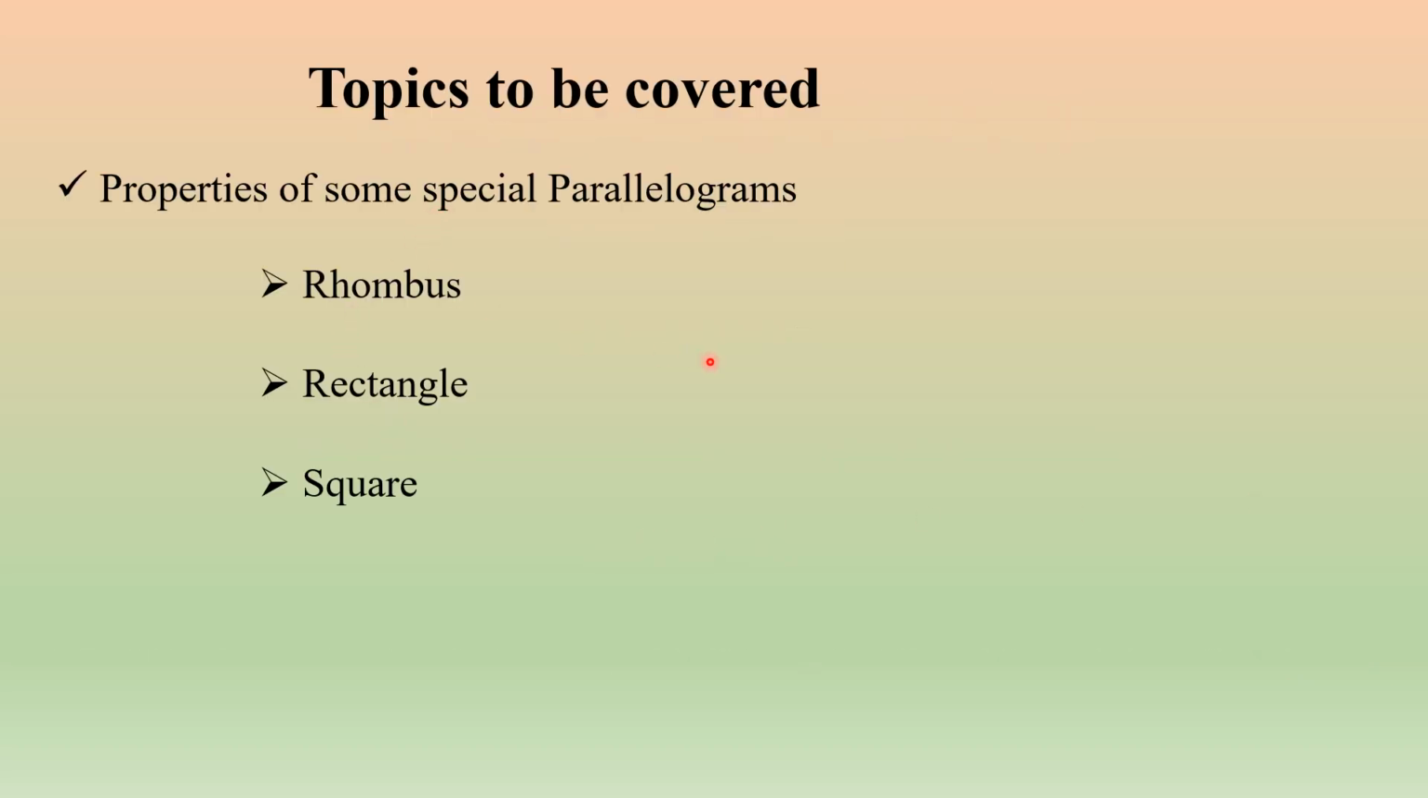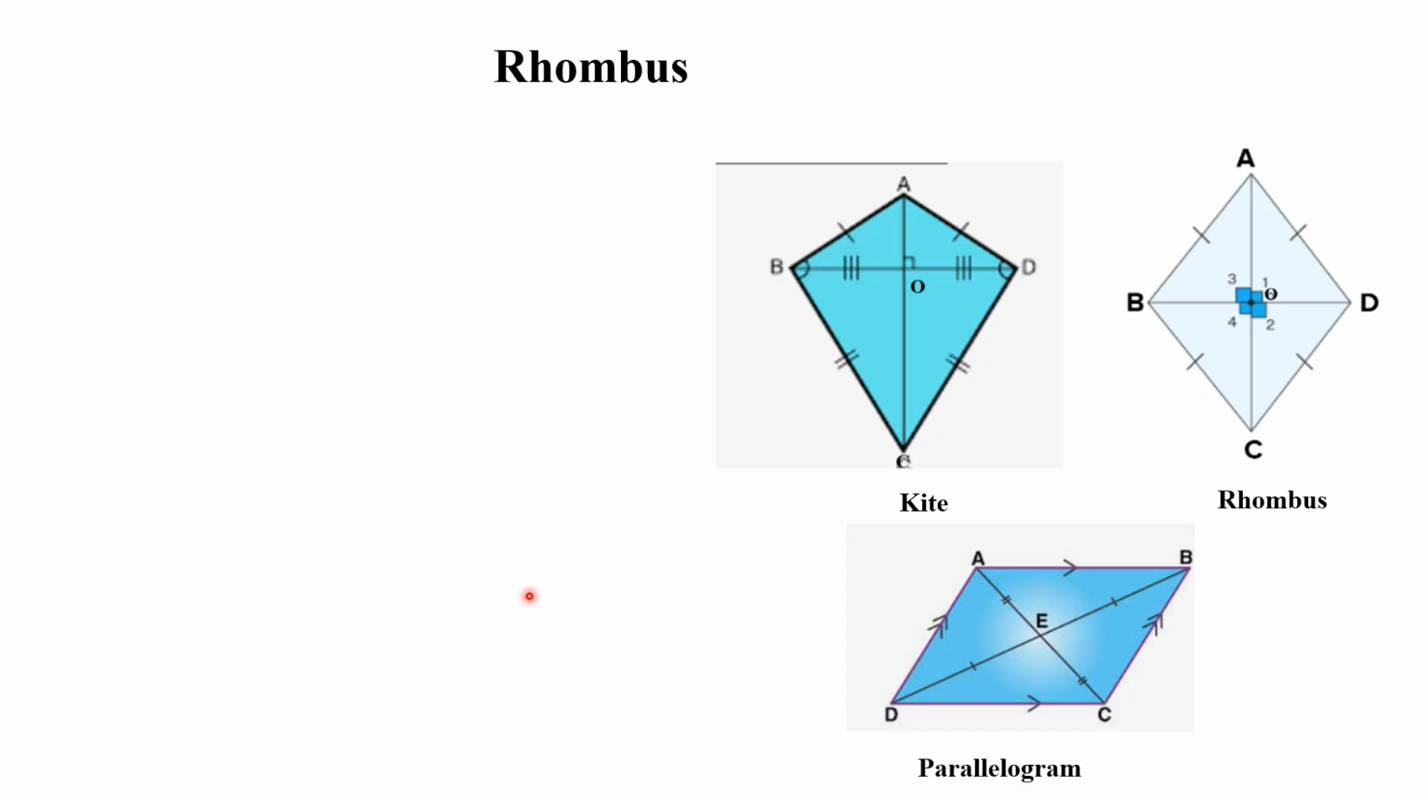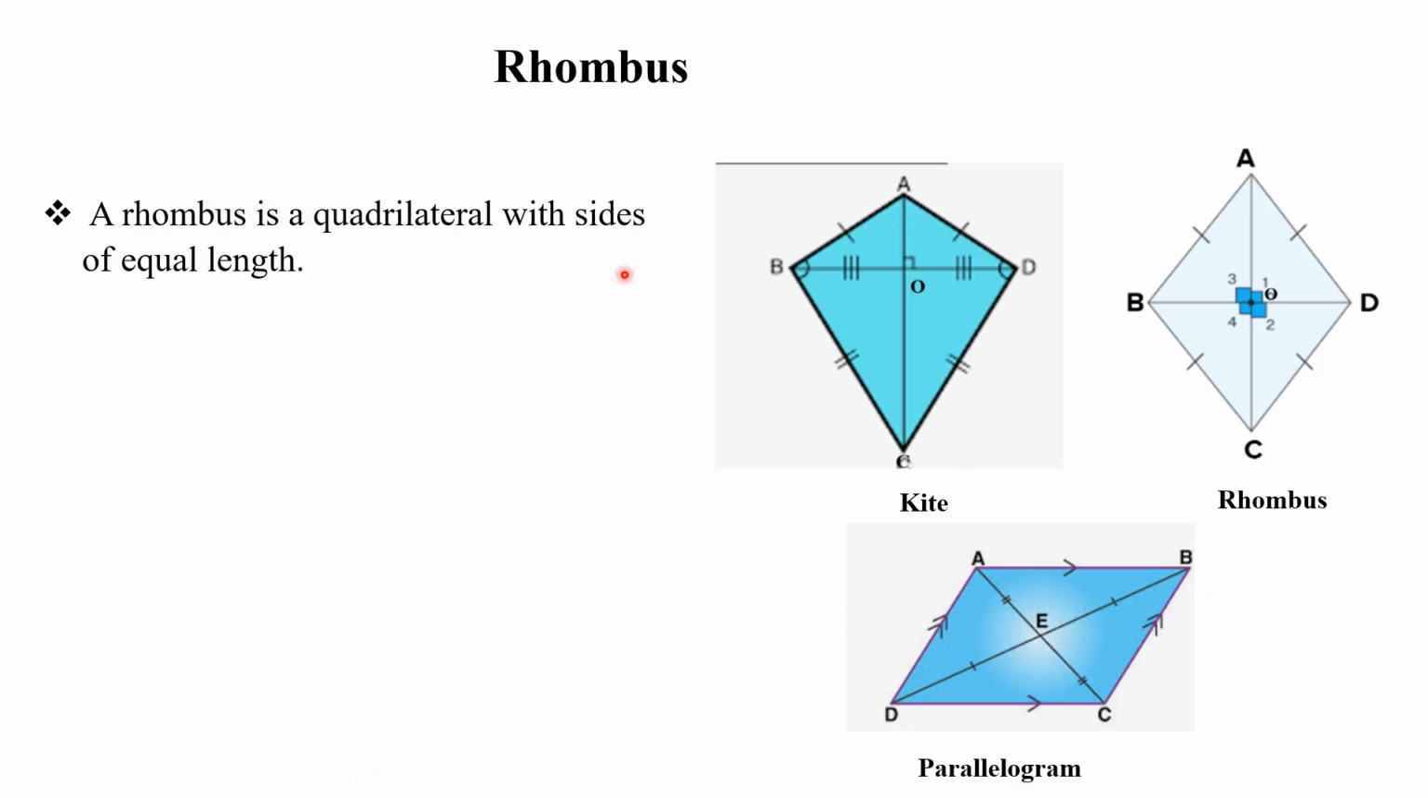So in this video the topics which I am going to cover will be the properties of some special parallelograms like rhombus, rectangle and square. So in rhombus the very first property is it is a quadrilateral with sides of equal length. So here is a figure of a rhombus ABCD and here all the four sides are of equal measure. Okay, so we can say that AB is equal to BC is equal to CD is equal to DA. All the four sides will be of equal measure.